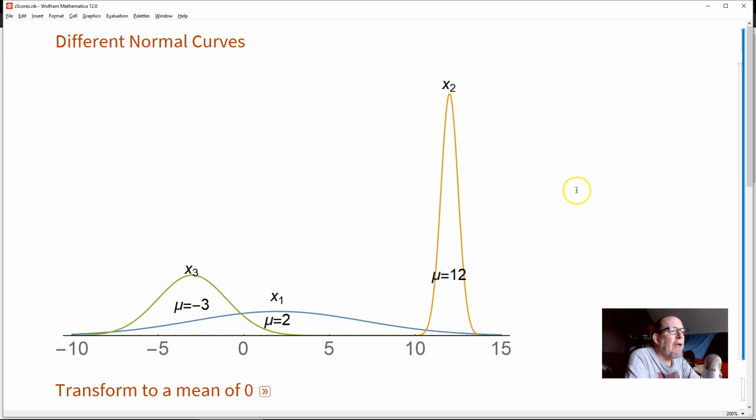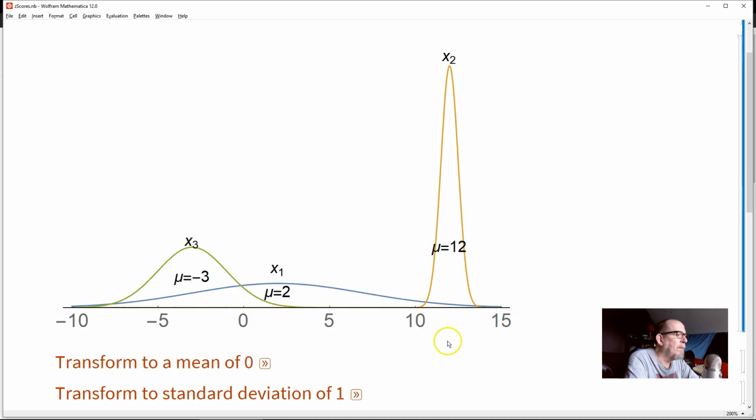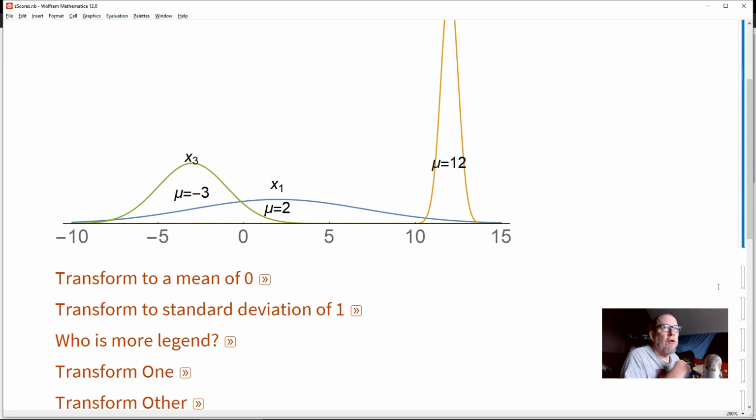The standard deviation of this distribution, the orange distribution, is 1/2. The standard deviation of the green distribution, or this distribution 3, x3 here, for x3, is 2. And this really flat one has a standard deviation of 5. Okay, now what I'd like to do is show you how I'm going to transform all three of these to the standard normal distribution. Well, first thing I want to do is slide all those means to 0.